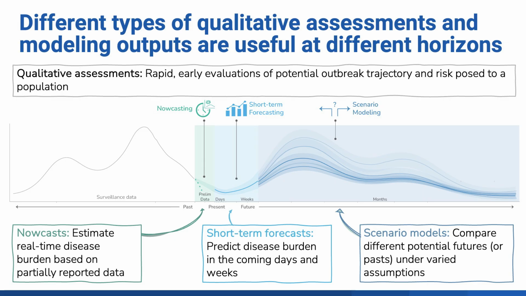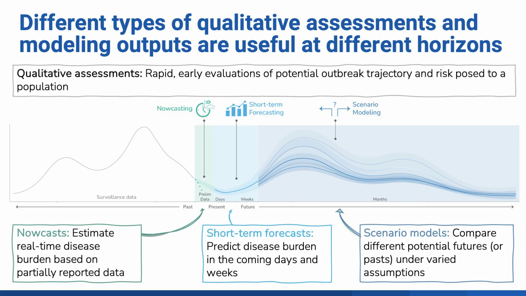As the word now in the name implies, they are helpful in the present to estimate real-time disease burden based on partially reported data. The third are short-term forecasts, pointed out in light blue, which are useful in the very near future for predicting disease burden in the coming days and weeks.